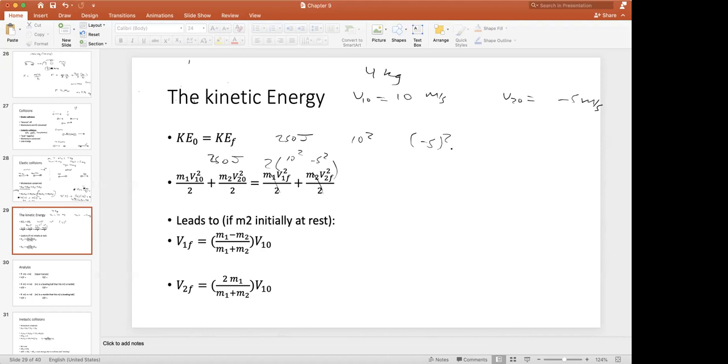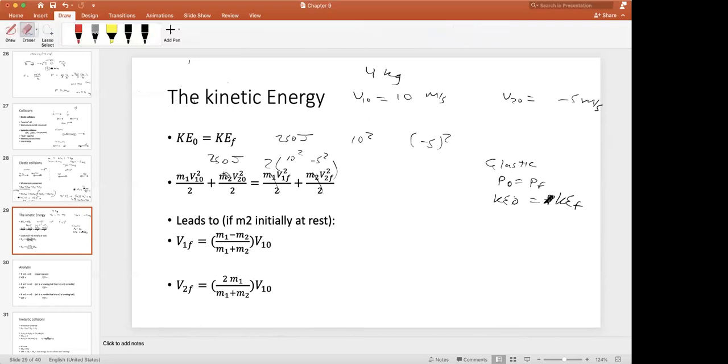So in effect, for an elastic collision, you have P initial is equal to P final, and KE initial, I guess I'm writing them with zeros, is equal to KE final. Always true for elastic collisions. Completely elastic is what we call them. Always true.